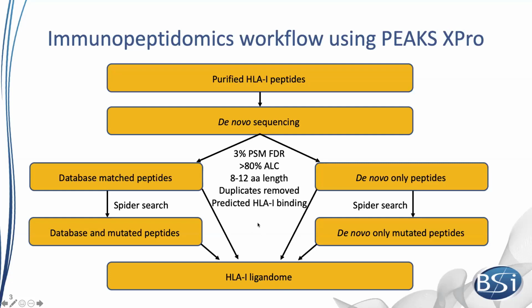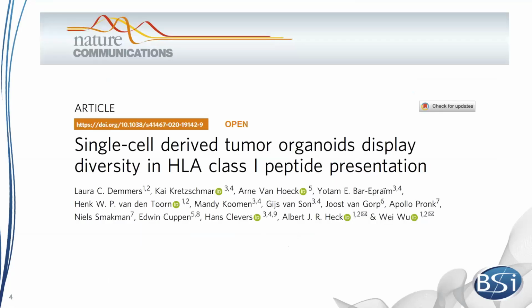I've also used the NetMHCpan tool in order to predict binding affinity of HLA peptides. All of the ones that I'll show that are predicted as HLA binders have scored less than a 2% rank in the eluted ligand data. To demonstrate the utility of this workflow, I chose to reanalyze the data that came out of this paper by Albert Heck and Wei Wu. In this paper, they performed a standard database search with their data against the human SwissProt database.